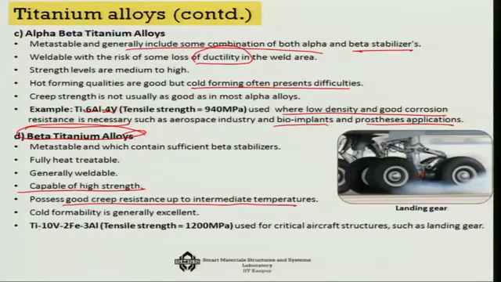One of the examples is with 10% vanadium, 2% iron and 3% aluminum, you get a tensile strength of 1200 MPa. This is used for many critical aircraft structures such as landing gear applications. As you can see, the landing gear part many a times is made of titanium alloys, which is a beta titanium alloy. So, that is about the titanium alloy.